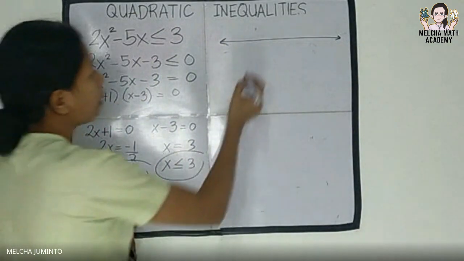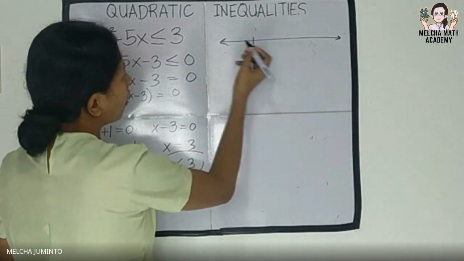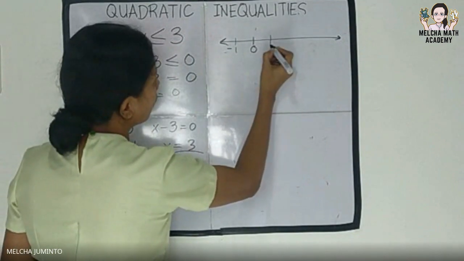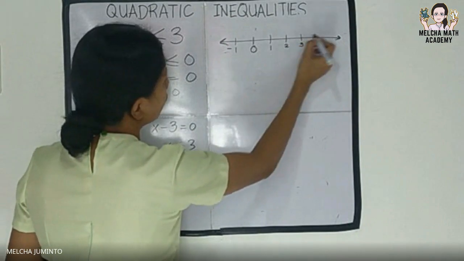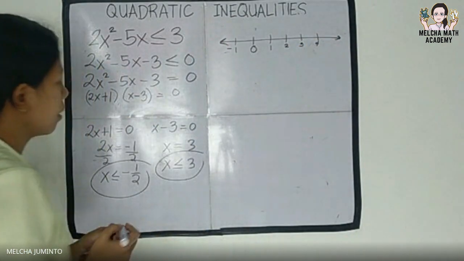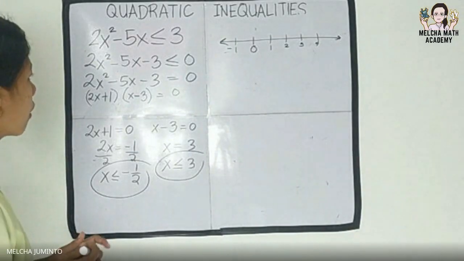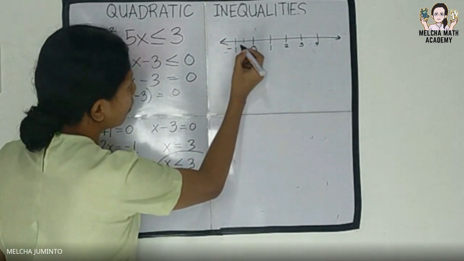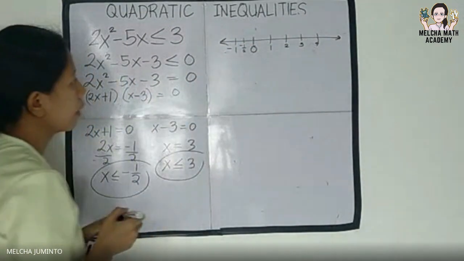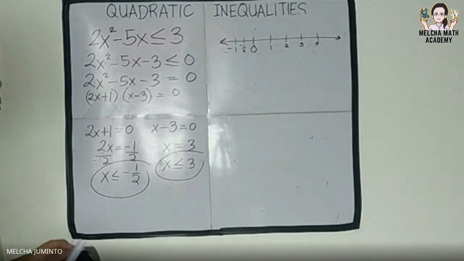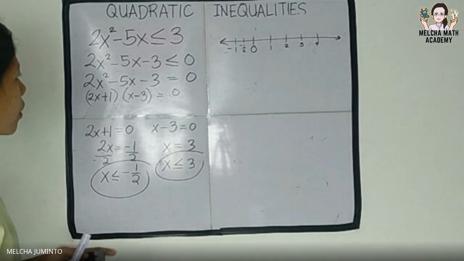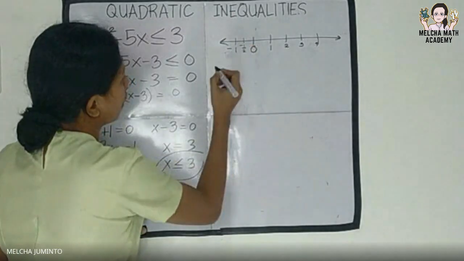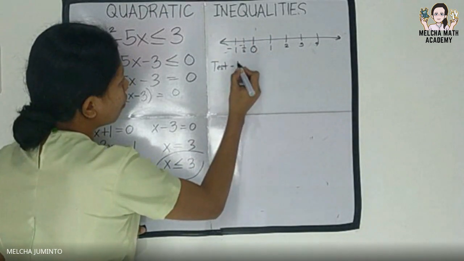So one negative, so I will place here 0. And then if this is 0, to the left is negative numbers. To the right are positive numbers. Let us first test a number. So since my fraction, negative 1 half is here, between 0 and negative. Let us first test a number which is the answer itself. Let us try with negative 1 half.